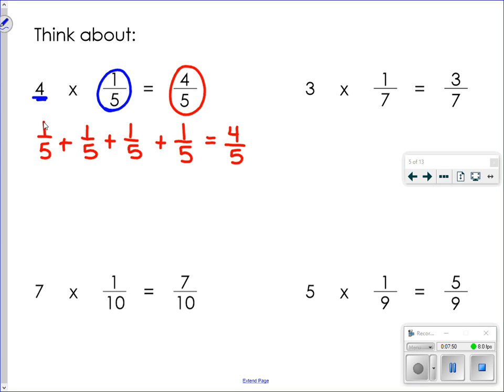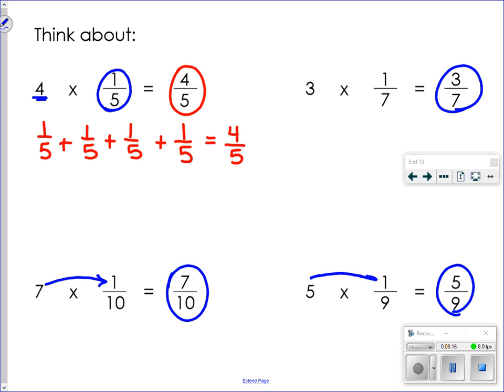You can see here 3 1/7 would be 3/7, right? 7 1/10 would be 7/10. 5 1/9 would be 5/9. Okay? Really what you're doing is you're multiplying this number and this number, aren't you? And it's still tenths. Or you're multiplying 5 times 1 to get this number, and it's still ninths. Okay?